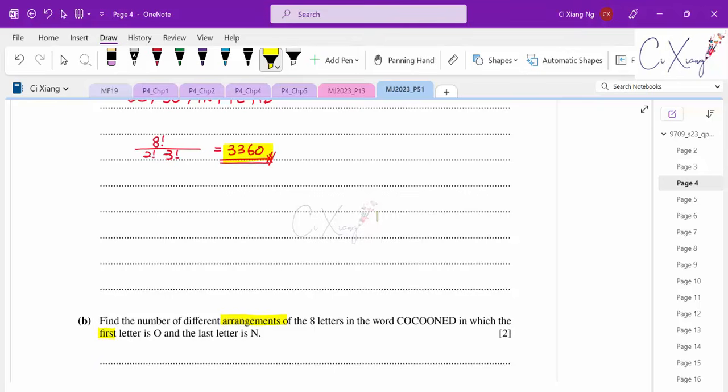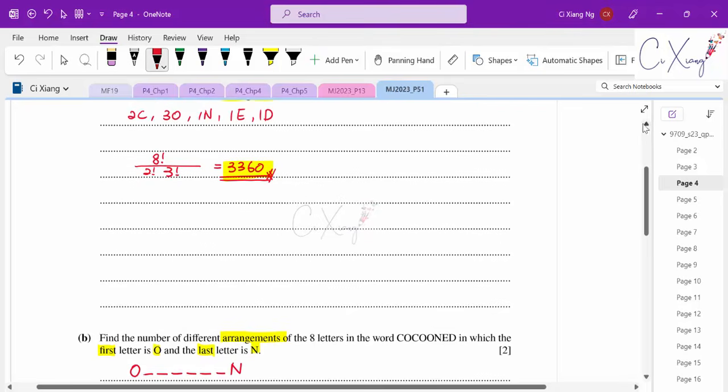So now they actually try to make some restriction here. The first letter is O and also the last letter is N. Okay, so if the first letter is O, I put it as O, then I'm having 6 letters in between, right? Then followed by the last letter N. Okay, so before we arrange it, the O is fixed and also the N is fixed.